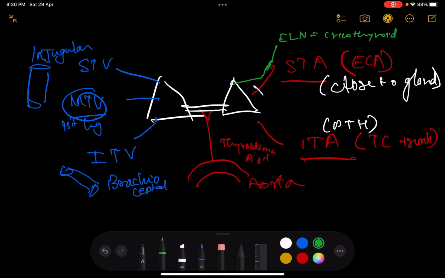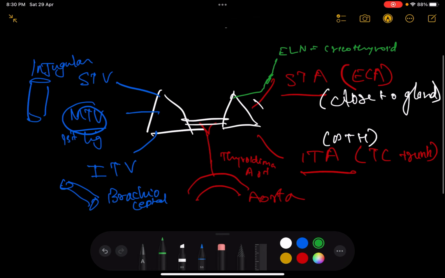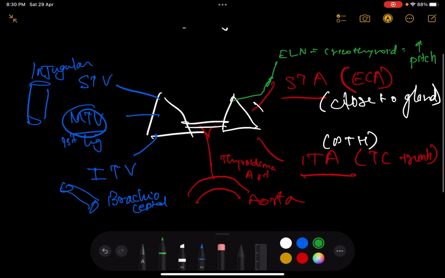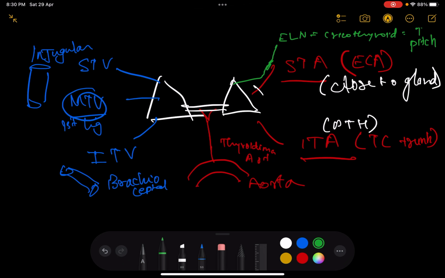So these are some muscles that they are supplying, and cricothyroid is the muscle that tenses the vocal cords. So cricothyroid is a muscle that is used to increase the pitch of the sound. Right now, while I'm speaking, when I have to speak in a higher tone, I am using the cricothyroid.